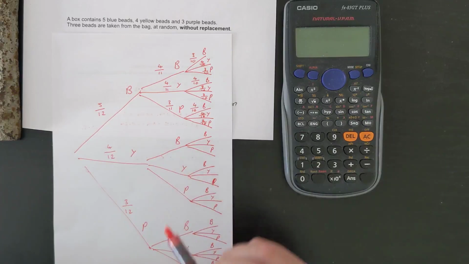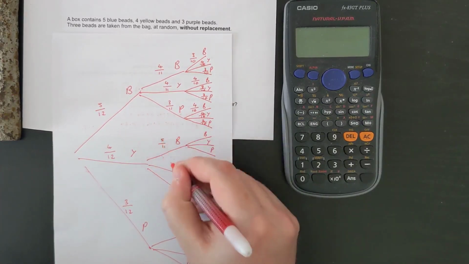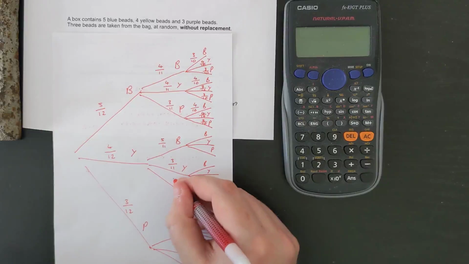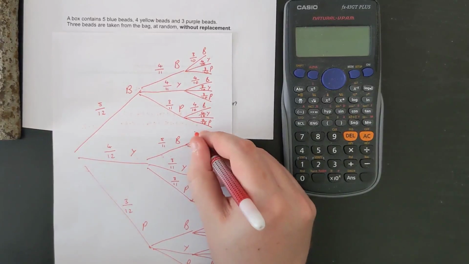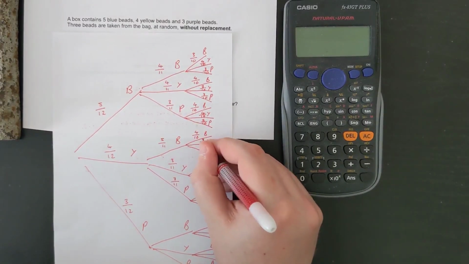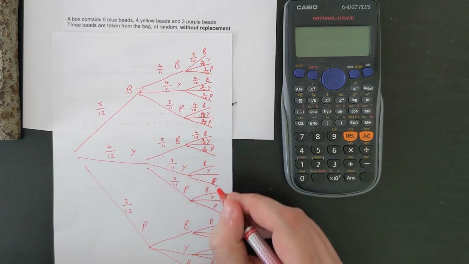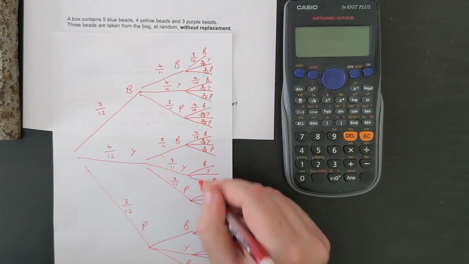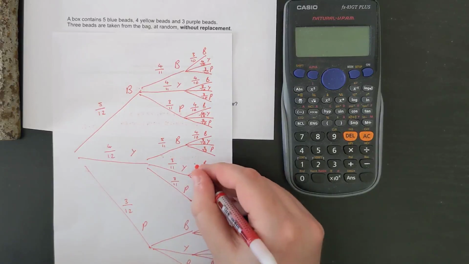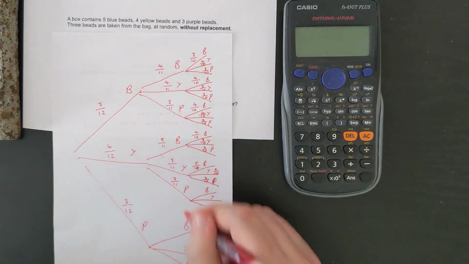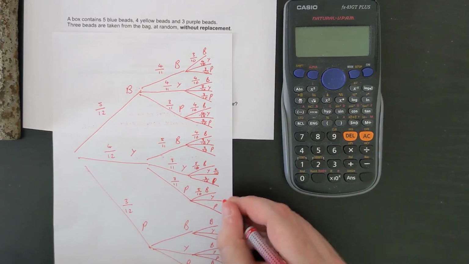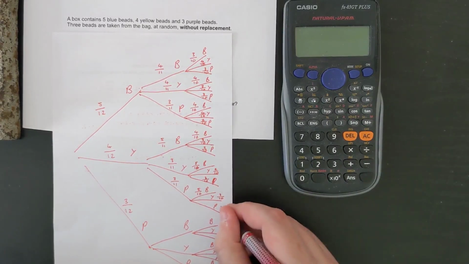If I've taken 1 yellow, then taking a blue would be 5 out of 11. I've got 3 out of 11, and I've got 3 out of 11. Once again, they add to 1. And then yellow and a blue gives me 4 out of 10, 3 out of 10, 3 out of 10. 2 yellows, and then the blue would therefore, I've still got 5 out of 10. The yellow would be 2 out of 10, the purple 3 out of 10. Same principle here, yellow then purple. I've got 5 out of 10, I've got 3 out of 10, and I've got 2 out of 10, adding to 1.